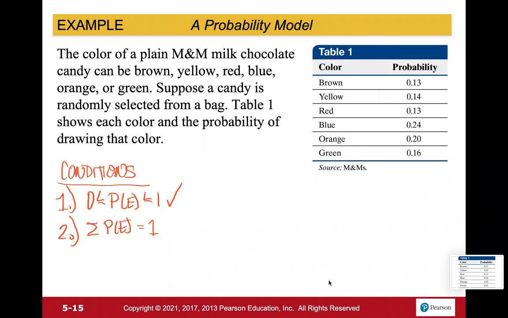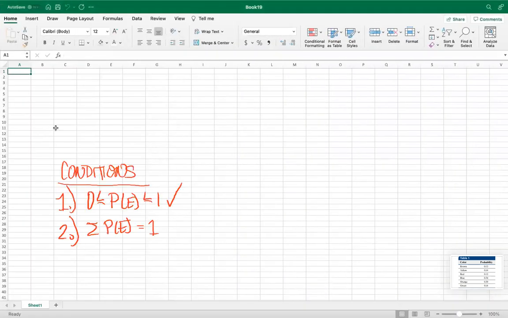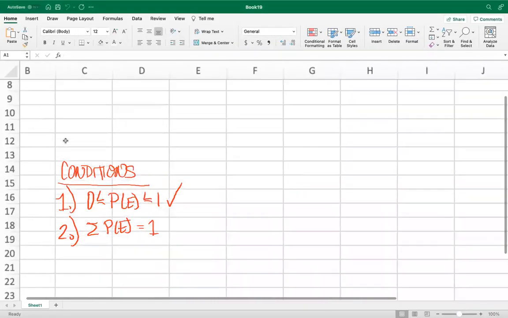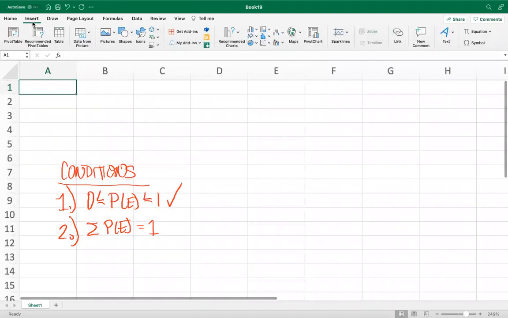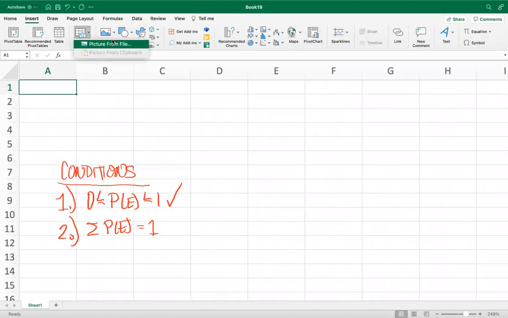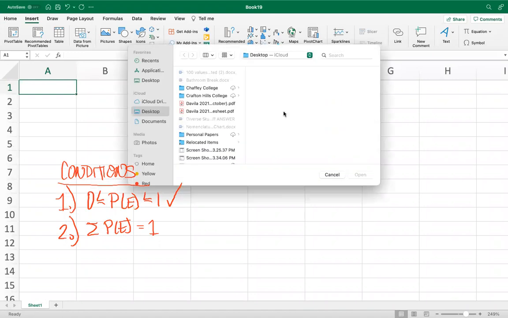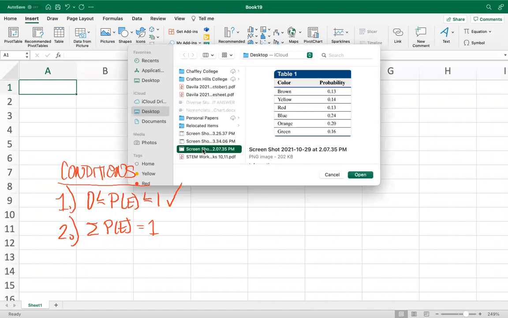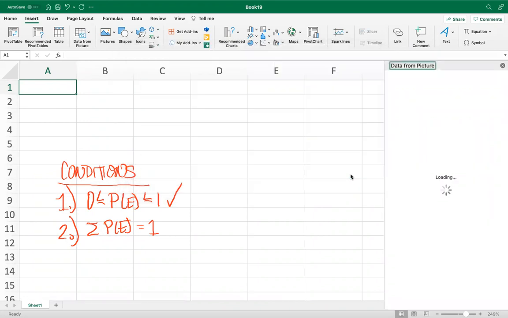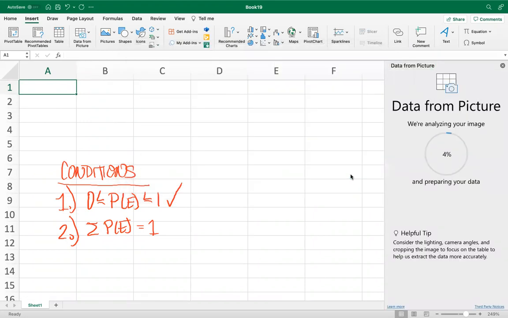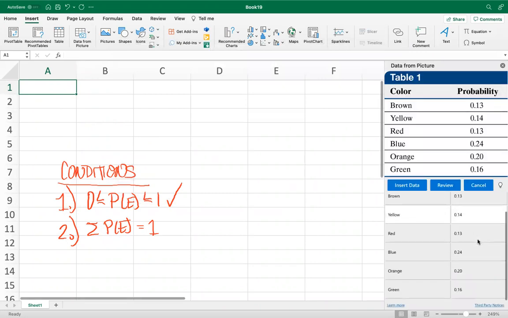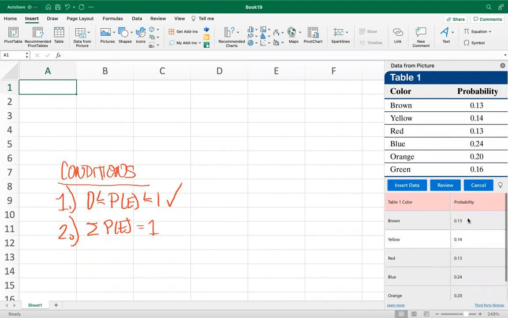Now what we could do is take this over to Excel and have Excel do the work for us. So here, insert data from table, from file. And just checking these numbers out, looks good. Insert data anyway.